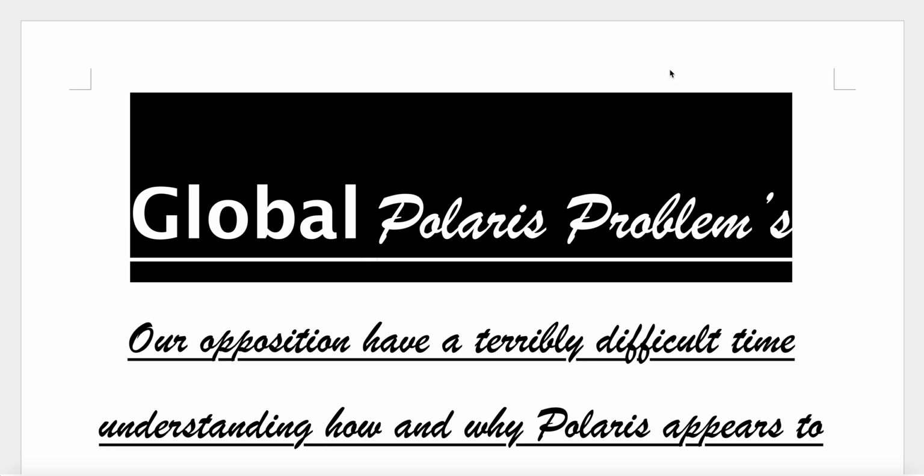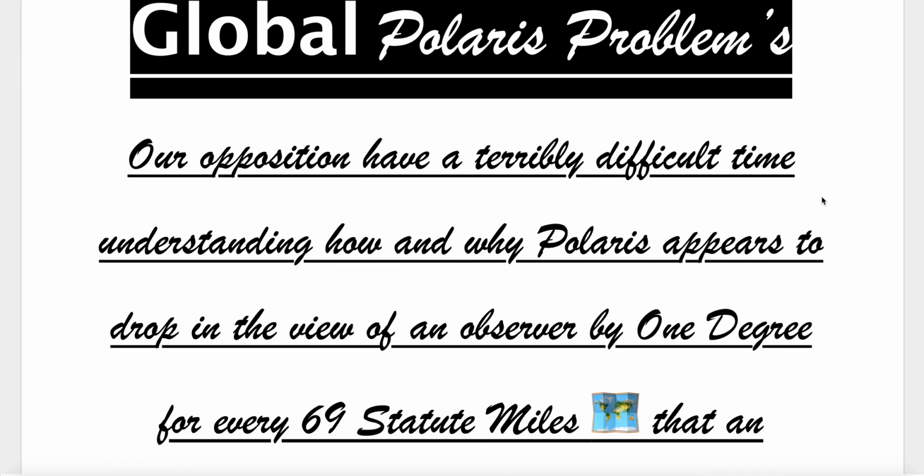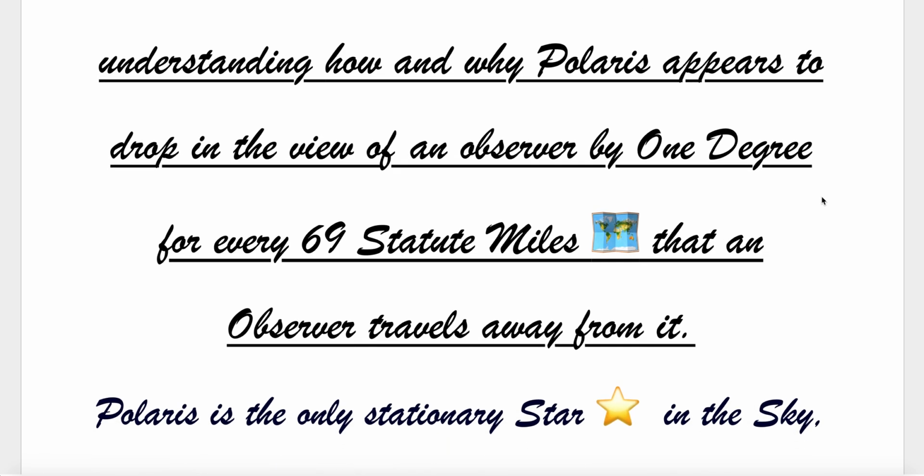Anyway, I'll get on with the video. I have a lot written out, and I have some diagrams and stuff to show at the end. So, global Polaris problems. These are misunderstandings from our opposition, which there seems to be an ample amount of in every topic. Our opposition have a terribly difficult time understanding how and why Polaris appears to drop in the view of an observer by 1 degree for every 69 statute miles that an observer travels away from it.